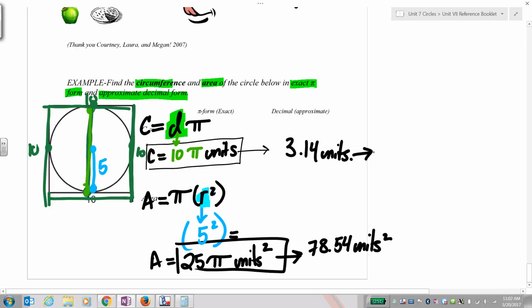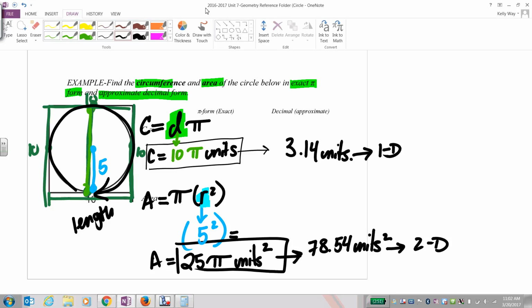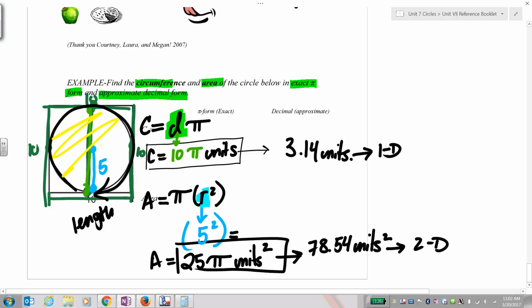Why is this singular units? Because circumference is only one length. Circumference is merely length, whereas area is two dimensions. It is length times width. And that is area.